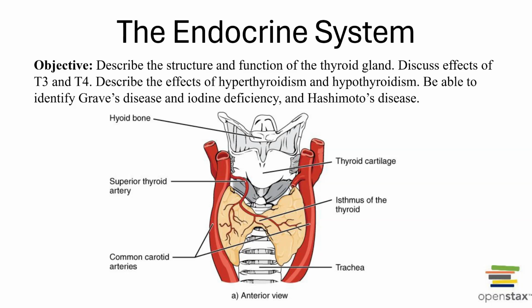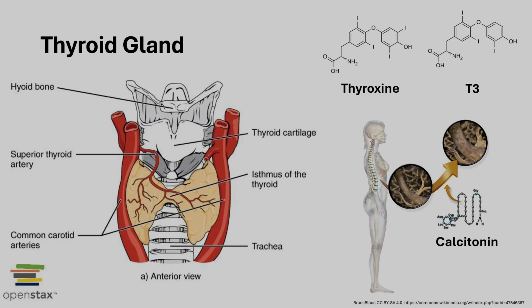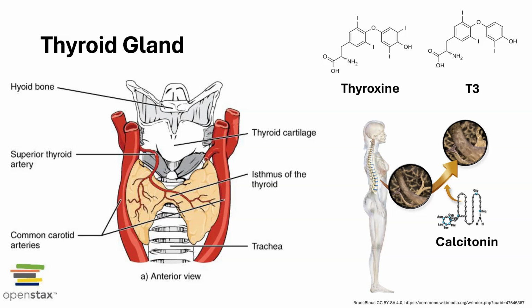The thyroid gland is a butterfly-shaped endocrine gland located in the anterior cervical region. It plays a central role in regulating metabolic rate and supporting normal growth and development. The thyroid gland produces three major hormones: calcitonin, thyroxine, and T3. While calcitonin contributes to calcium homeostasis by lowering blood calcium levels, thyroxine and T3 regulate metabolism.